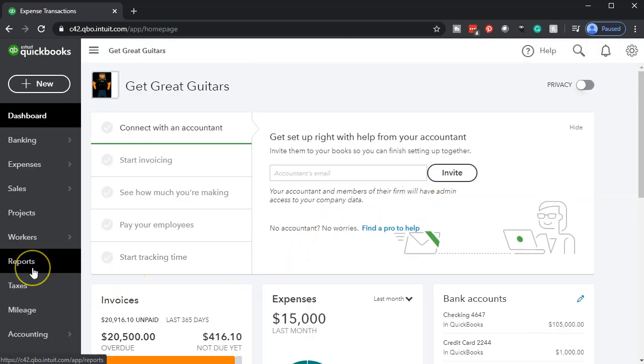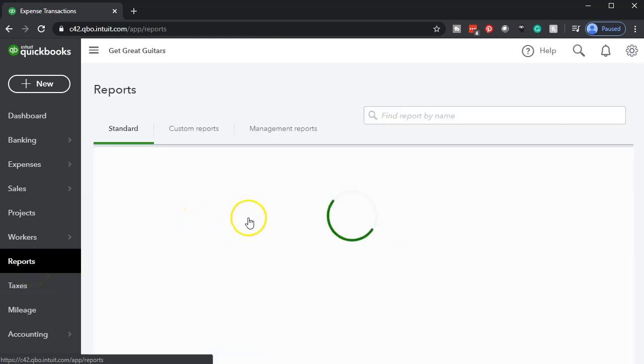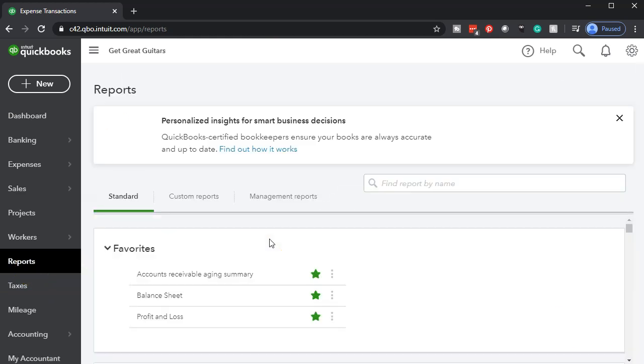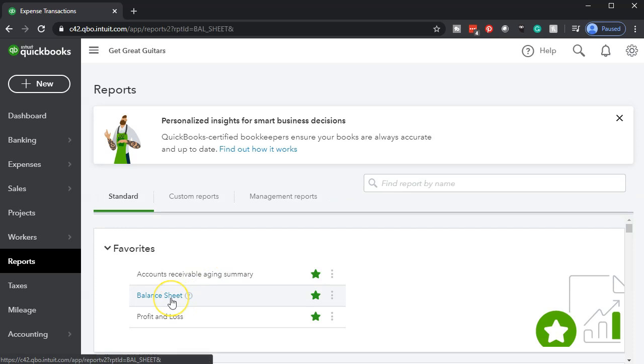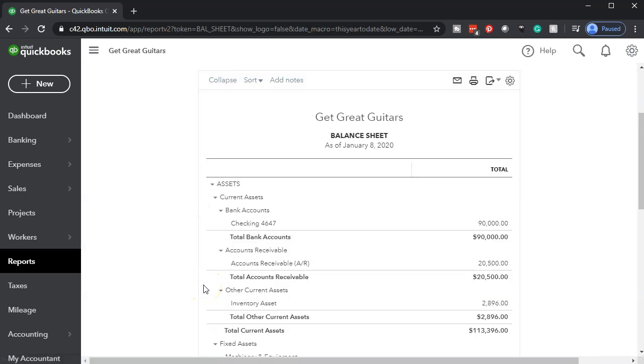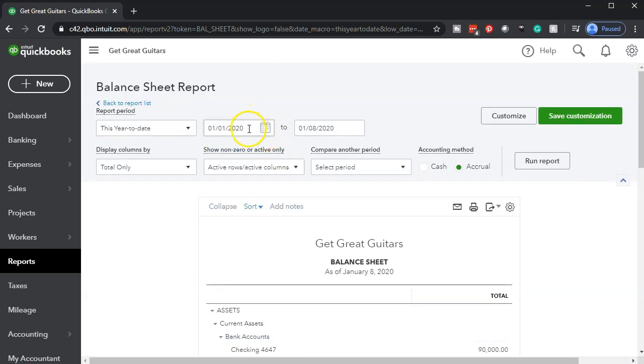I'm going to go down to the reports down below. We're going to open up our favorite financial statements. We're going to be opening up the balance sheet. We'll open up the balance sheet. That's our favorite one. I think I like that one more than even the profit and loss. So that's the balance sheet. I'm going to go up top and I'm going to change the dates from 01/01/20 to 12/31/20. We're going to go ahead and run that report.